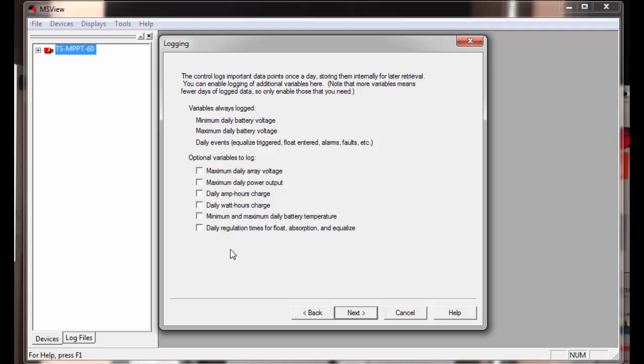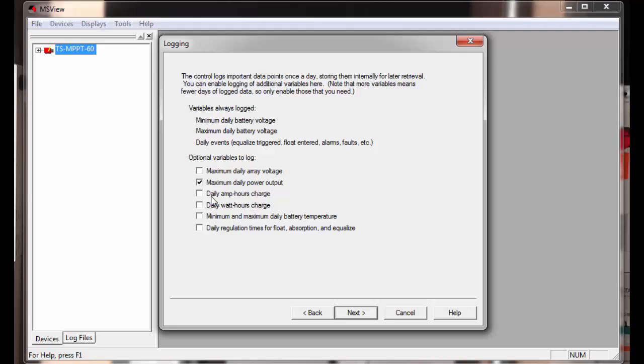So for every optional variable you add, you reduce the number of days of data logging, but you get more information every day. So it's a matter of whether you want more information or more days of data logging. So the maximum daily array voltage may be important to you. You may be concerned about that. The maximum daily power output, that's a nice one. You get to see what the maximum power, I'm going to check that one off.